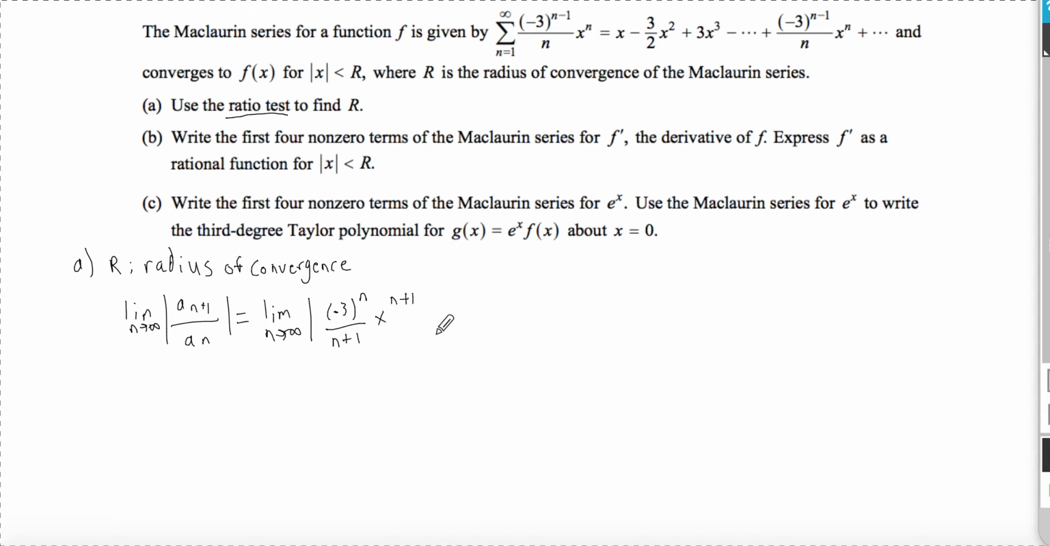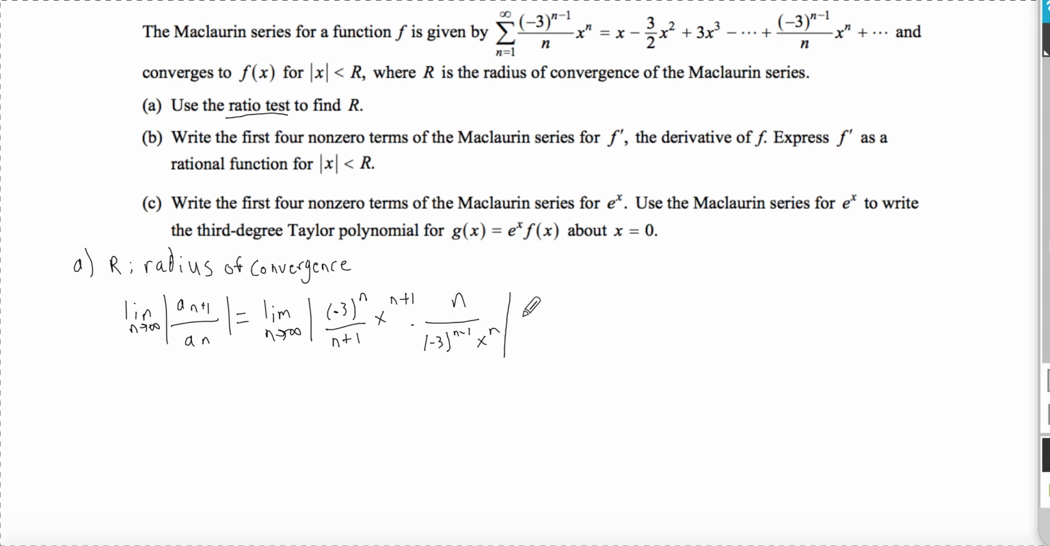Okay. But then I need to divide this by a sub n. A sub n is this up here, our general term, but dividing is the same thing as multiplying by the reciprocal. So I'm going to say times n over -3 to the n minus 1, x to the n. Because really this x to the n, you can think of it as a numerator thing, right? So there we go. All right, that is what I need to find the limit of the absolute value of all that.